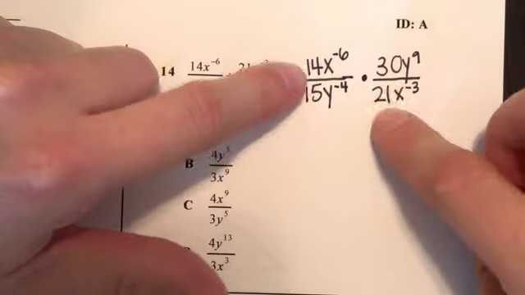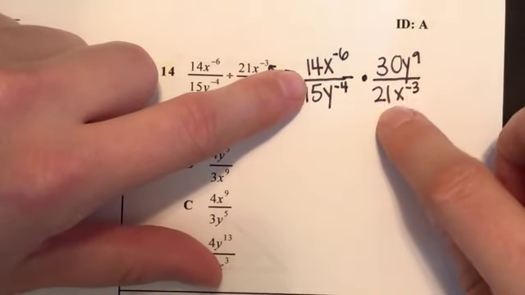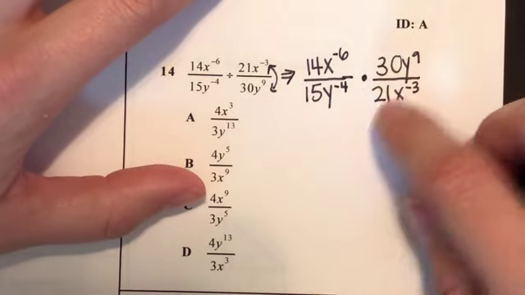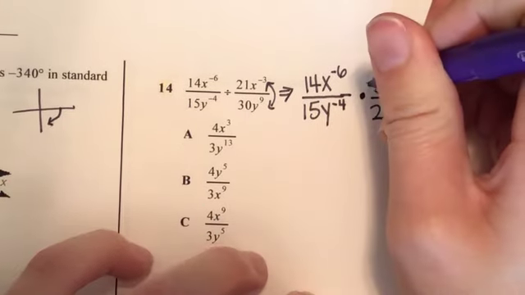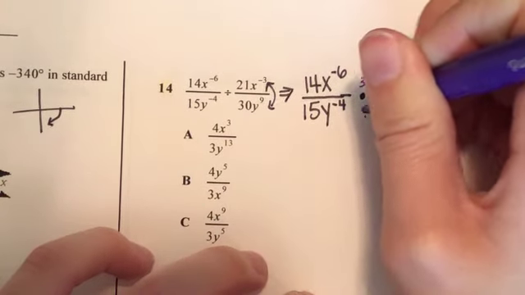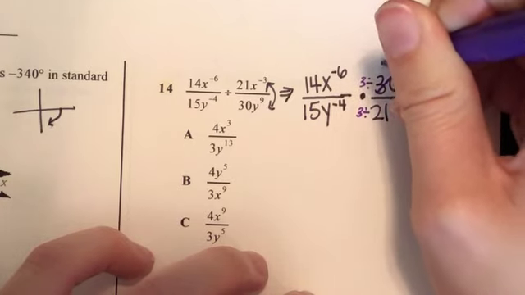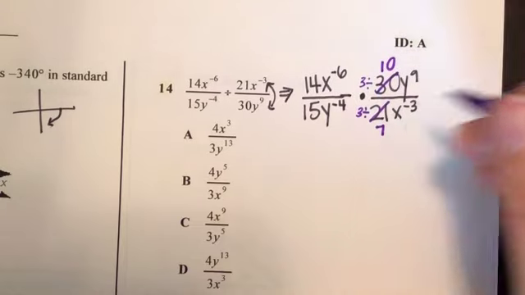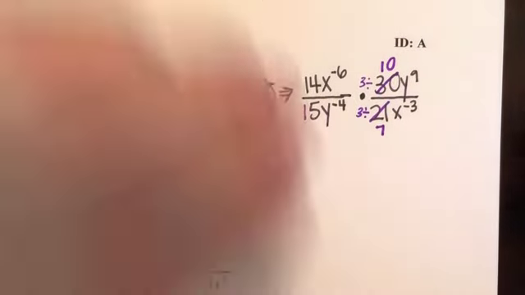So what I want to do first is we can actually divide out 3 top and bottom from this one just to make our numbers a little bit smaller. So if I divide 3 here and here, 30 would become 10, and then 21 would become 7. That way when I start multiplying and dividing, the numbers are a little bit smaller.